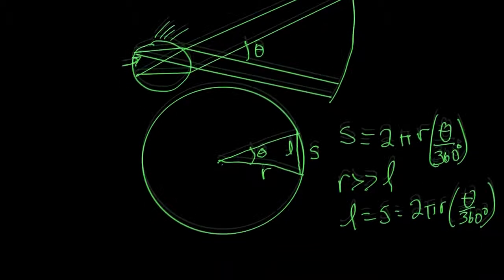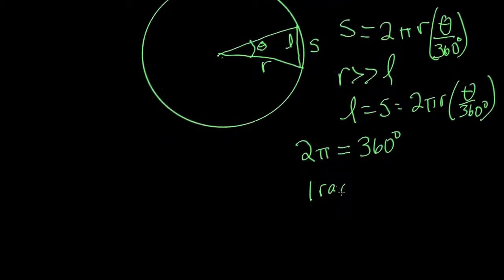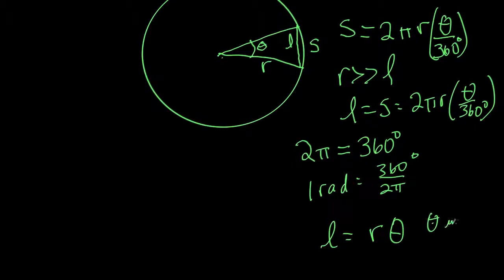Now, in math, we often use angles not in degrees. We use them in radians. Remember, there are 2 pi radians in 360 degrees, or 1 radian is equal to 360 divided by 2 pi degrees. So I can rewrite my equation as L equals r theta, because the 2 pi over 360 cancels out, if theta is in radians.